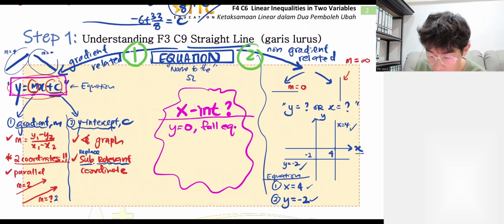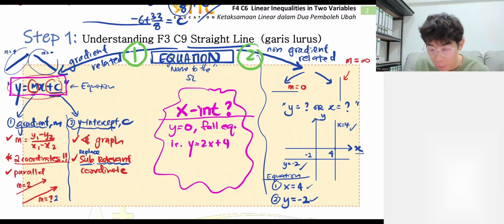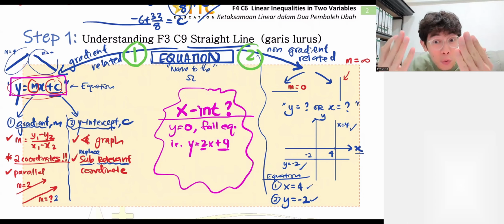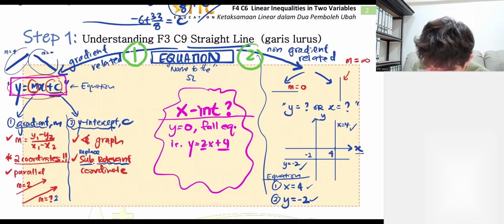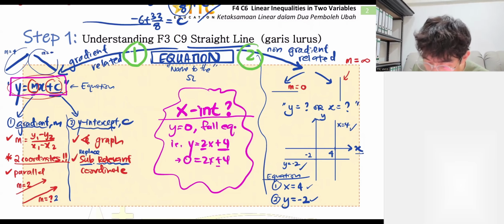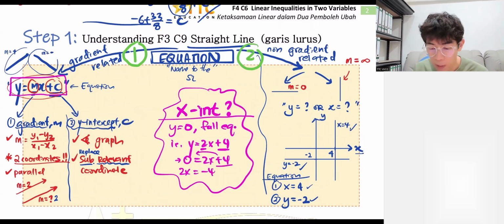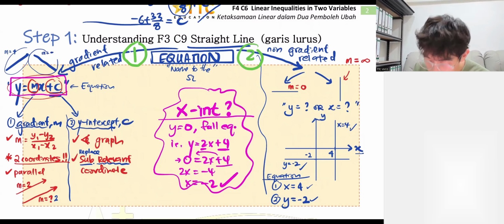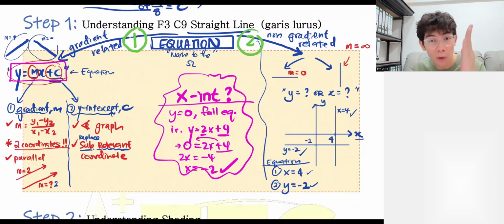For example, let's say you have y equals 2x plus 4. This one complete. You got gradient and y-intercept with you. Then you replace y equals 0. So 0 equals 2x plus 4. Bring this over. So 2x equals negative 4. I bring the plus 4 over, I get negative 4, then I swap. So x equals negative 4 over 2, negative 2. Then you get ready.